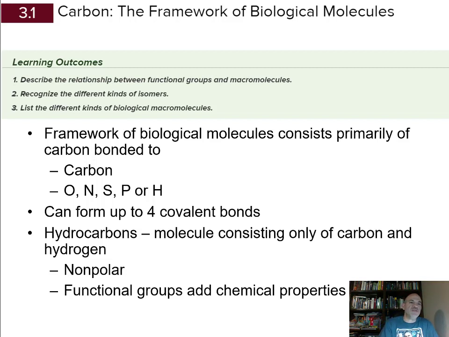And your learning outcomes here are going to be to describe the relationship between functional groups and macromolecules. Certain molecules are going to have these groups of atoms on there called functional groups, so we'll take a look at that. And these functional groups are characteristic of those types of molecules. And then recognize the different kinds of isomers. And so we'll define those and see what those look like. And then list the different kinds of biological molecules here.